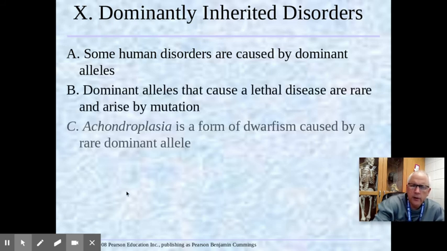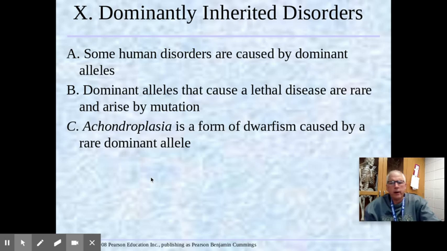Dominantly inherited disorders are the ones we really fear the most because they're more common. Luckily, there's not a lot of these, but I want to go over a couple of them. You can see they're rare, thank goodness. But achondroplasia is dwarfism, more commonly referred to. It is actually a rare dominant allele.